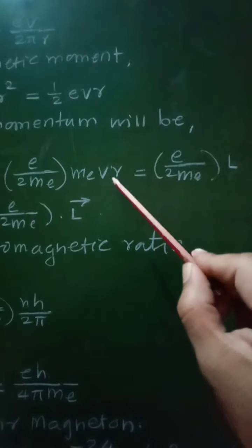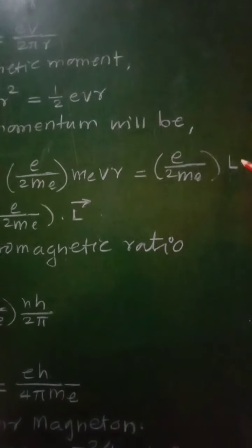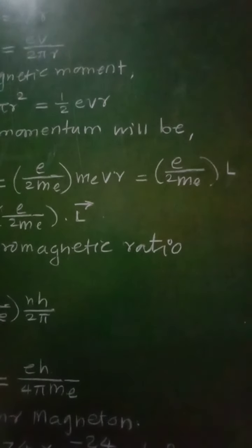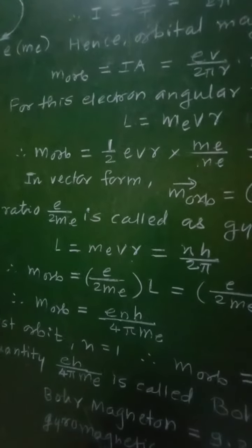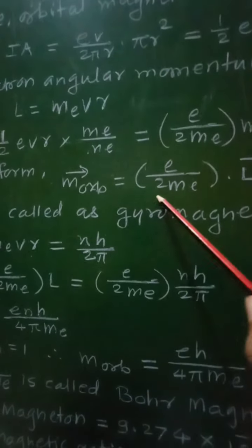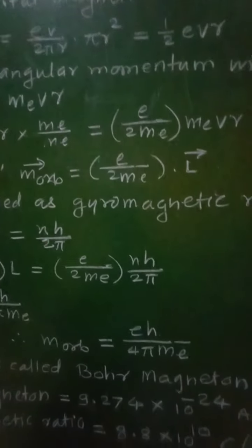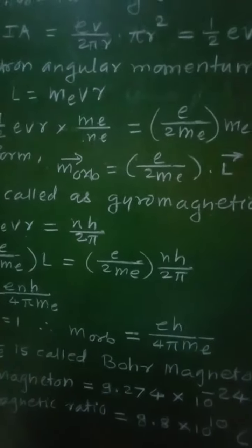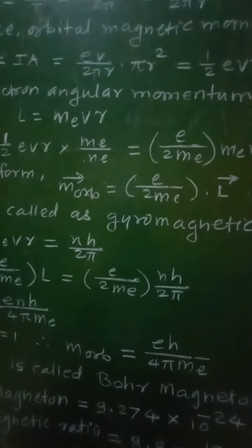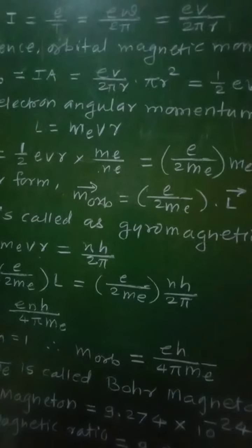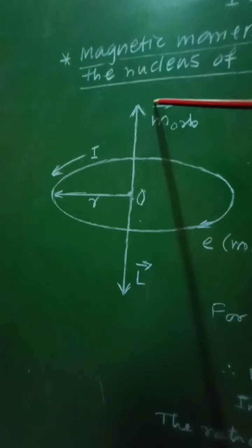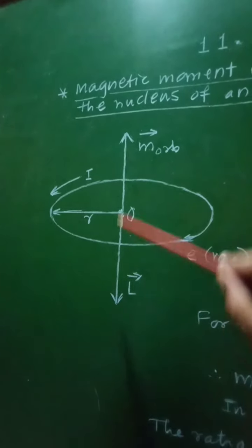From this relation it is clear that the orbital magnetic moment is directly proportional to the angular momentum of that electron, because the factor e upon 2m_e is constant, and therefore in vector form we can write m_orbital is equal to e upon 2m_e into L. But as the electron has negative charge, the orbital magnetic moment and the angular momentum L are in opposite directions, that is, the orbital magnetic moment is directed upward, the angular momentum is downward, and both are perpendicular to the plane of this circular orbit.